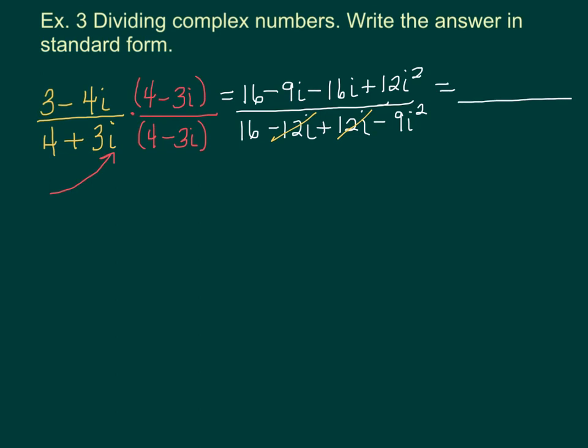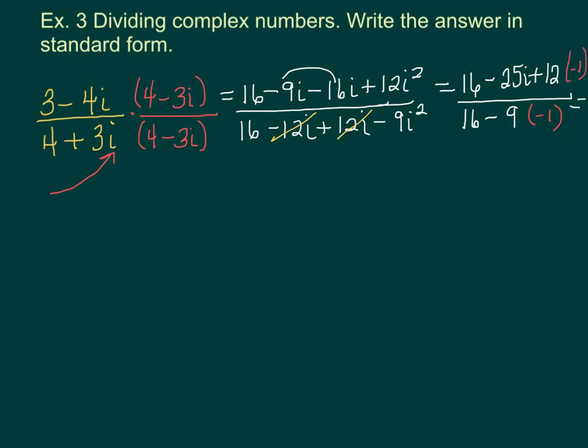Okay, so in my denominator, I'm going to have 16 minus 9. Oh, there's that i squared, so I'm going to change it to negative 1. And then the top, I'm going to have 16, negative 9, and minus 16i, negative 9i minus 16i is negative 25i plus 12, and there's that i squared.